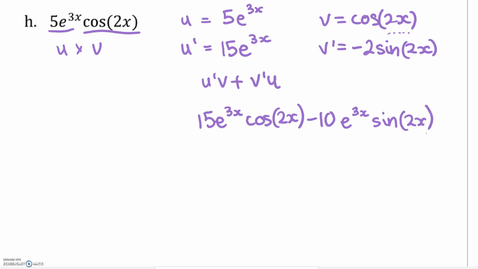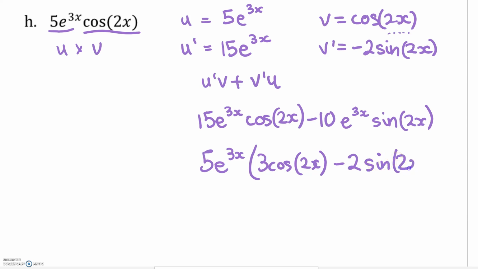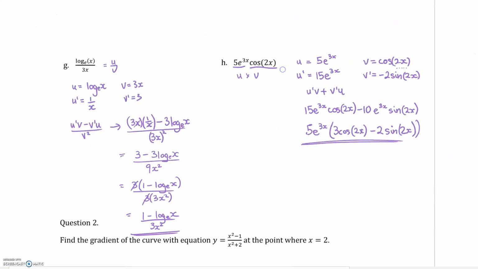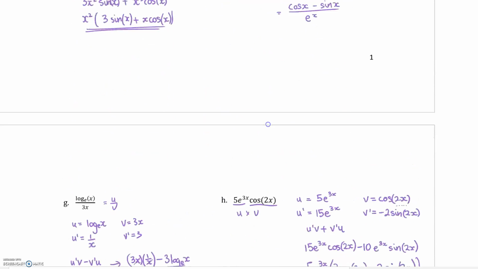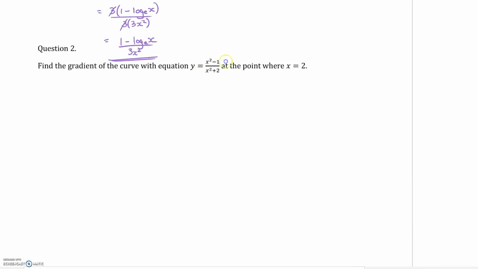Now we can pull out the front here if we want to get really jazzy, 5e to the 3x, and just have left inside the bracket 3 cos 2x take 2 sine 2x. But it doesn't make it look much nicer. But there's our answer, and that's the first section, which was those 8 parts all rolled in, all done. So next up, question 2.